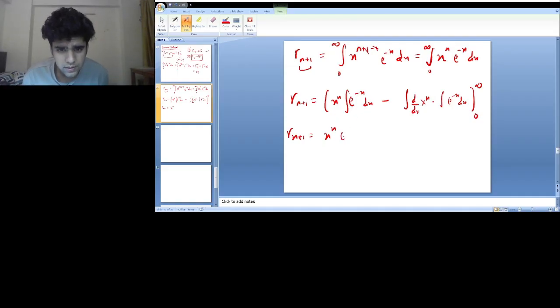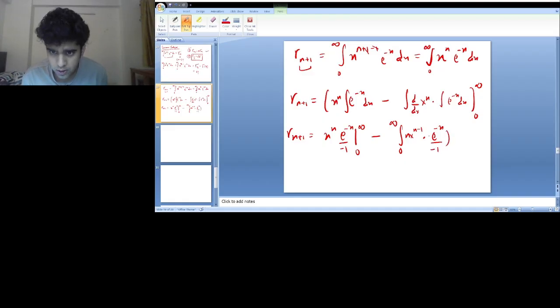So this becomes x to the power n times the integral of e to the power minus x, with limits 0 to infinity, minus the integral from 0 to infinity of n x to the power n minus 1, which is the derivative of x to the power n, times the integral of e to the power minus x, which is minus e to the power minus x.